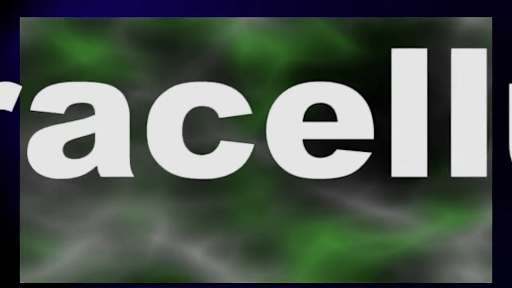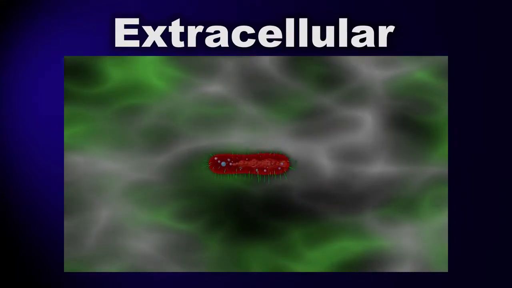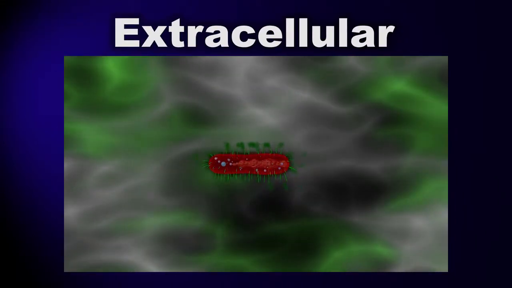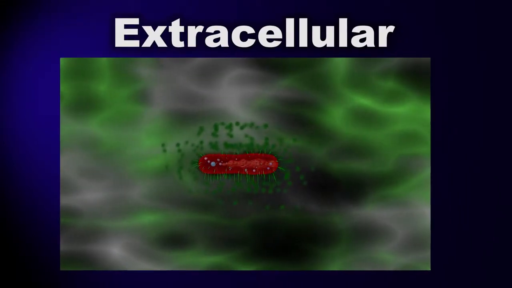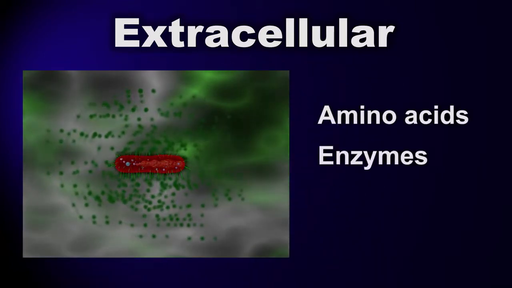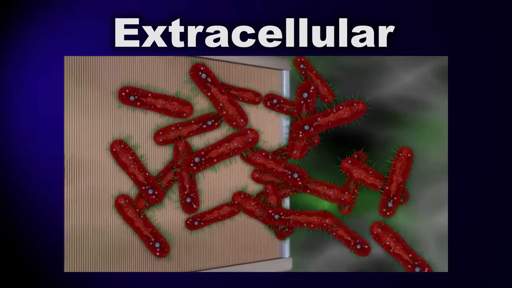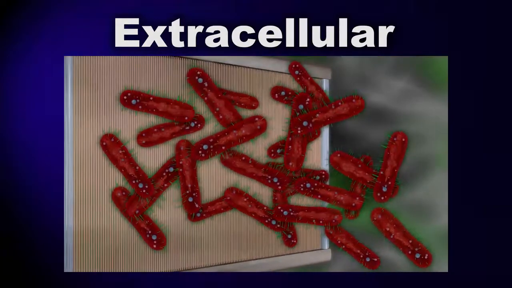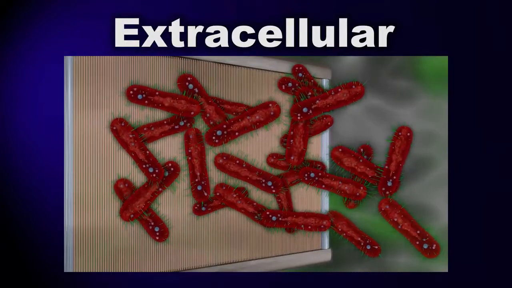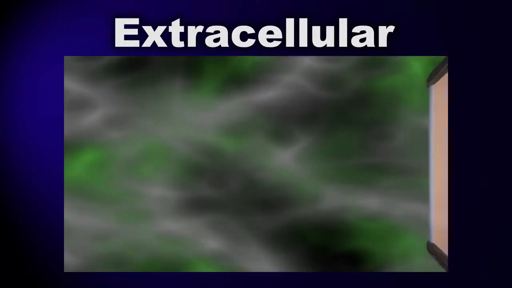In fermentation, there are two ways in which the product of interest is produced by the cells. Extracellular production is when the cell secretes the product of interest. Examples of this could be certain amino acids, enzymes, or monoclonal antibodies. In the case of extracellular production, the biomass or cells are discarded at the beginning of separation, and the medium is kept for further processing.